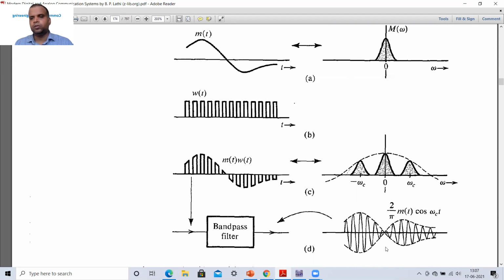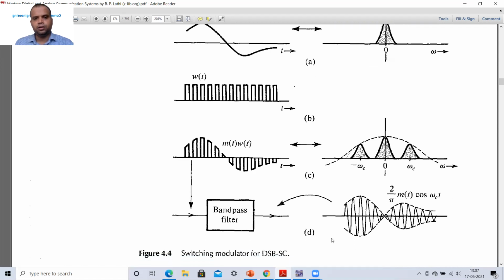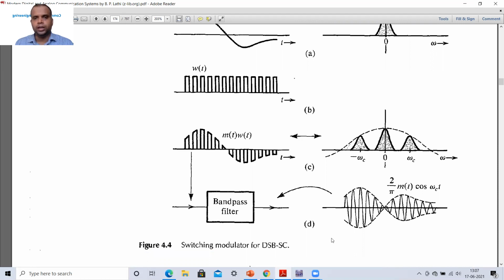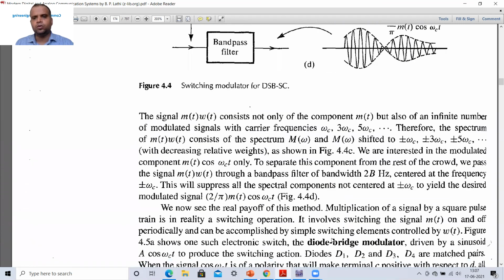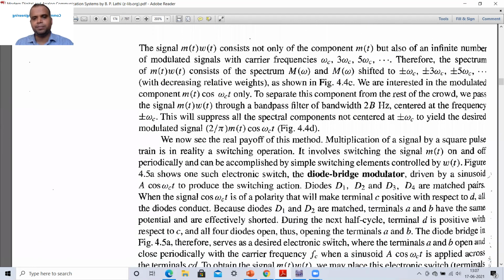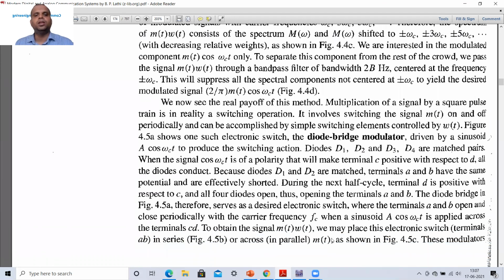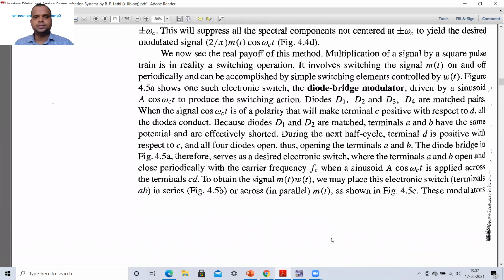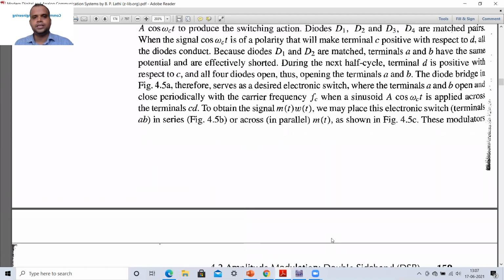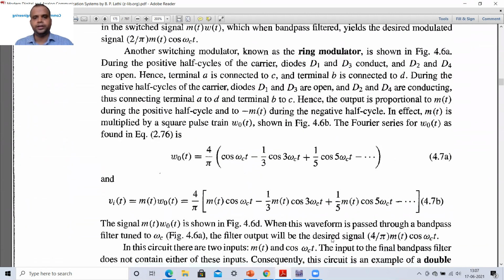Our ultimate output will be m(t) multiplied with cos 2 pi fc t. That is what we have to implement. Today I am telling you that we have to use one of the switching modulators. There is one switching modulator that I have already explained, that is your ring modulator. In today's lecture, in this Multisim, I will be using another switching modulator.